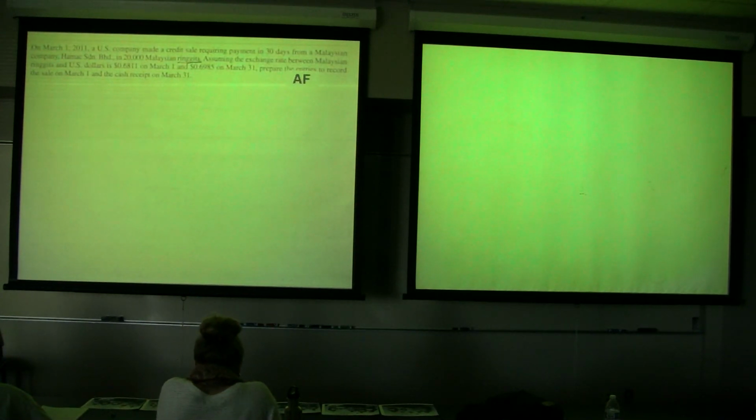All right, so 20,000 ringgits, Malaysian ringgits. The exchange rate for a US dollar was worth, okay, the US dollar is 0.6811. So in other words, a ringgit is worth 68 cents.